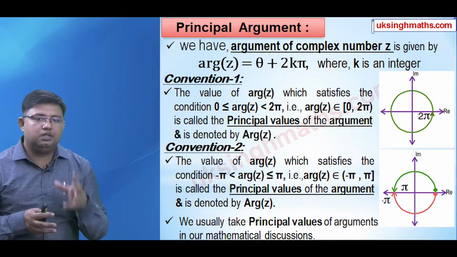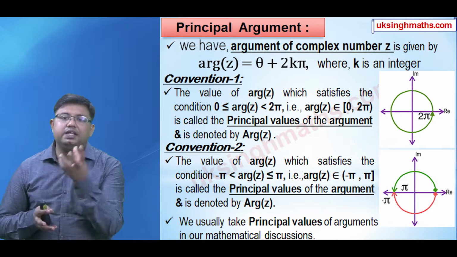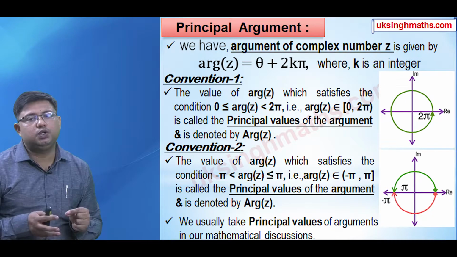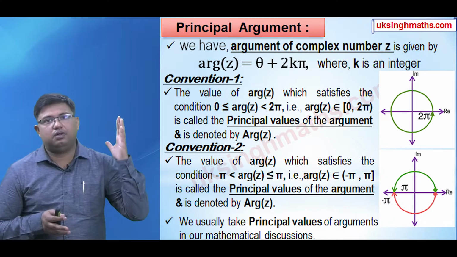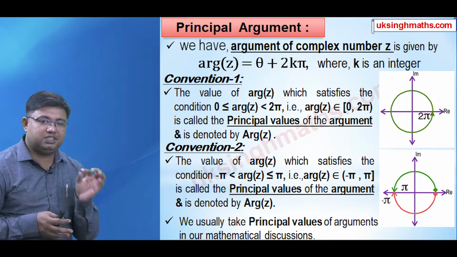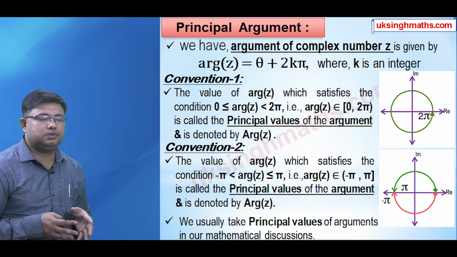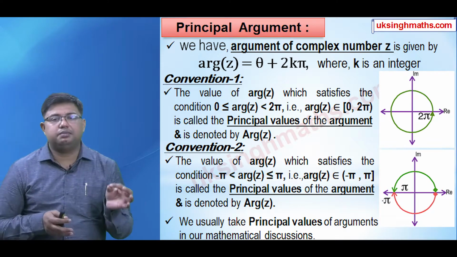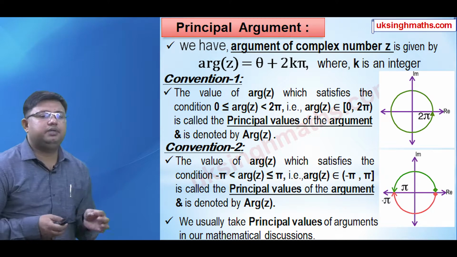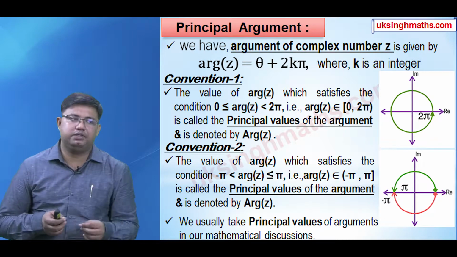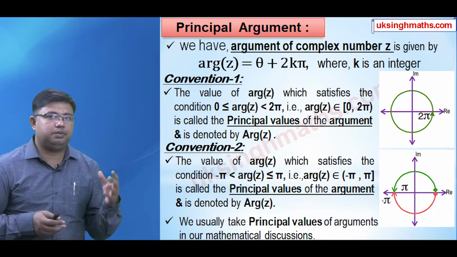Both these conventions give the value of the argument which lies originally between this 0 and 2π loop. Convention one is the older one, it was used for a long time. But nowadays this second convention is widely used in many textbooks to find the value of the principal argument. Here the value of the argument is allowed to vary between −π to π, excluding the value of −π. We usually take principal values of the argument in our mathematical discussions if nothing is specifically given about the argument.